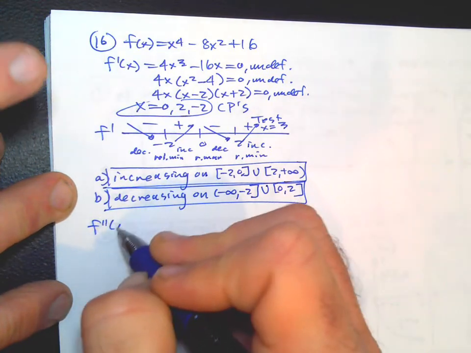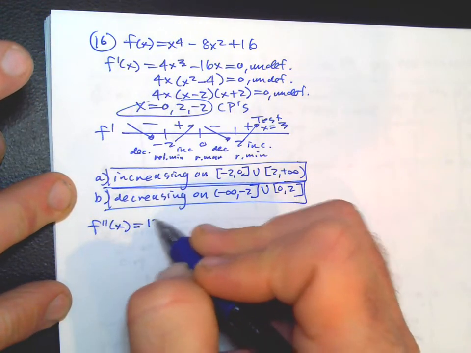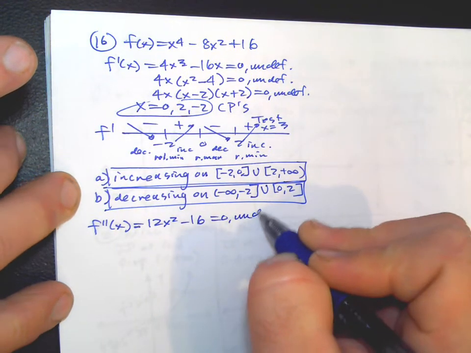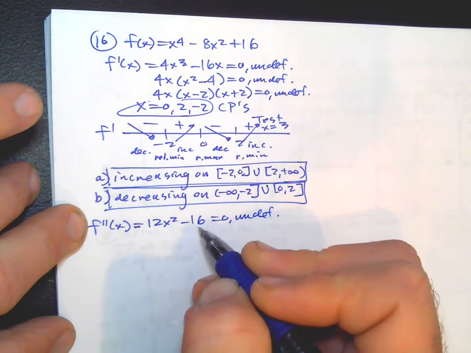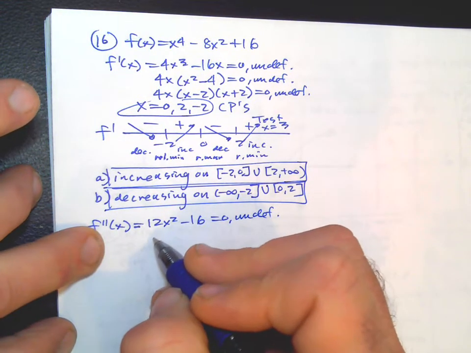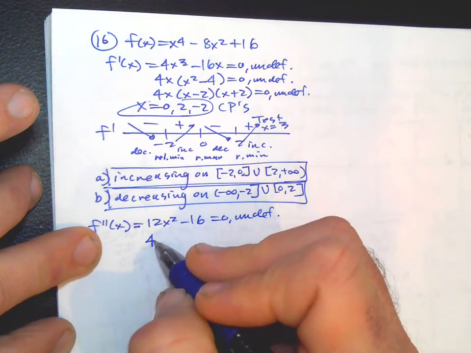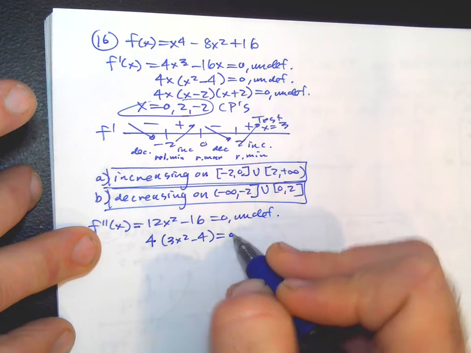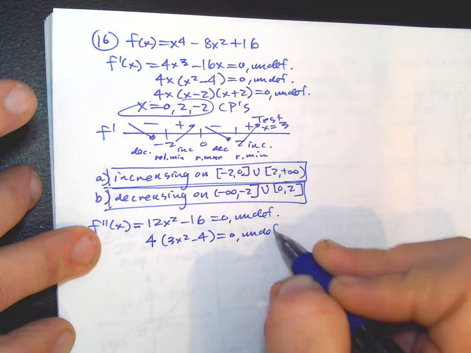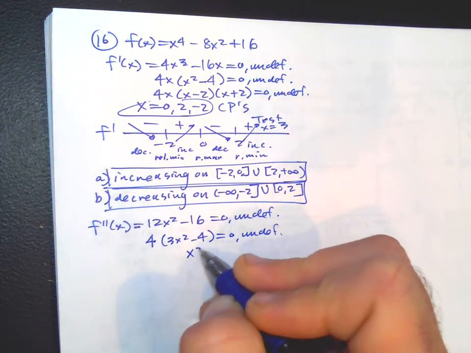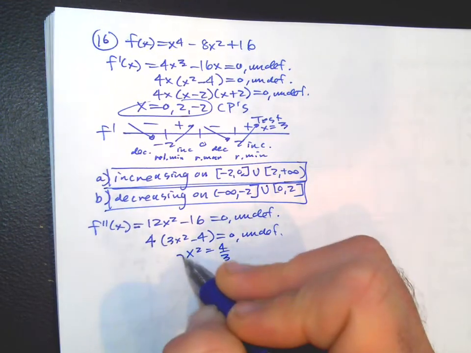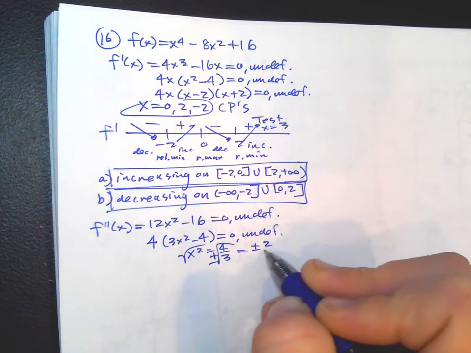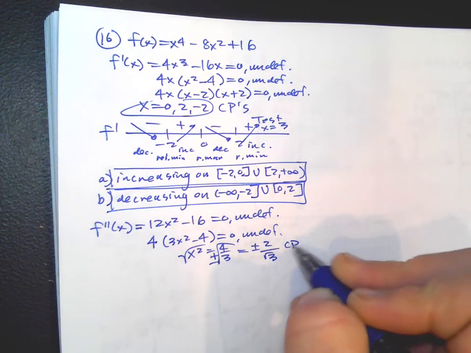Concavity, we have to take the second derivative, which would be 12x squared minus 16. Set it equal to 0 or undefined. Factor it. So we take a 4 out. You could do a whole difference of squares, but you could also do x squared equals 4/3, square root of both sides, plus or minus 2 over root 3. These are your critical points.